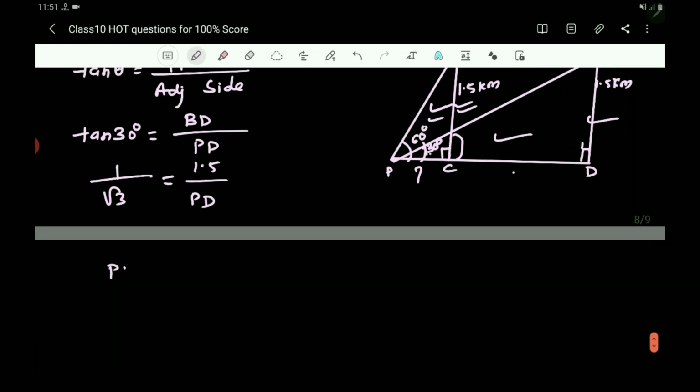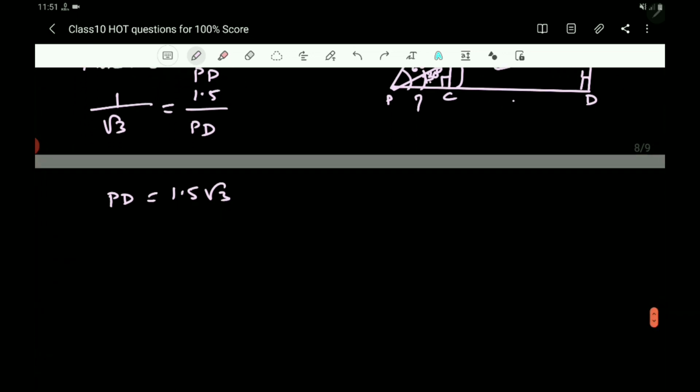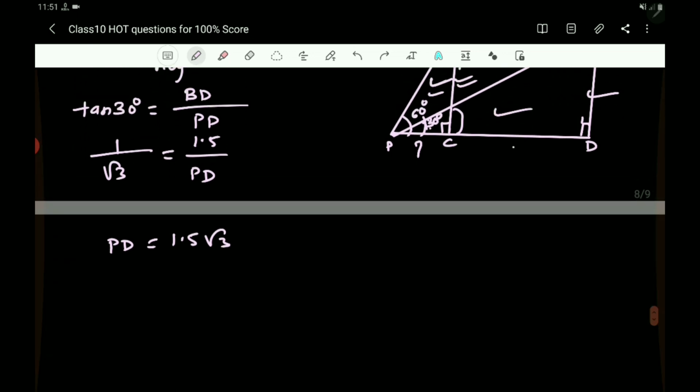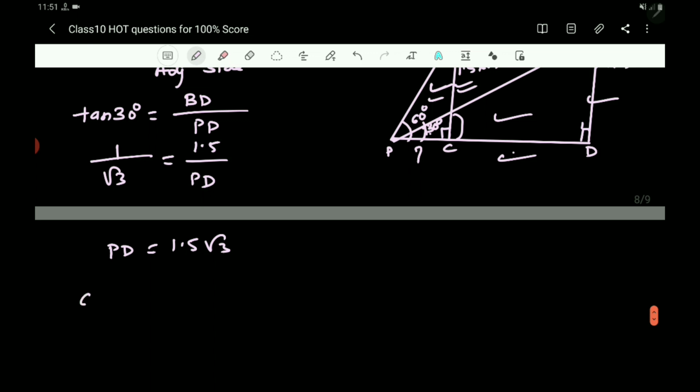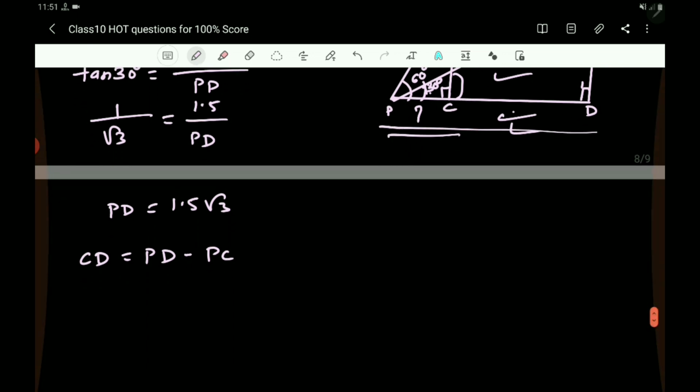So PD is equal to 1.5 root 3. Do the cross multiplication. This into this equals this into this. So again here you get DC. So you write CD is equal to PD minus PC. This whole minus this part, you will get this CD.